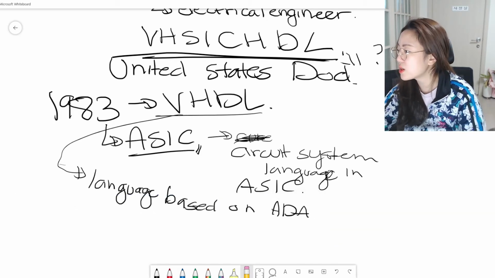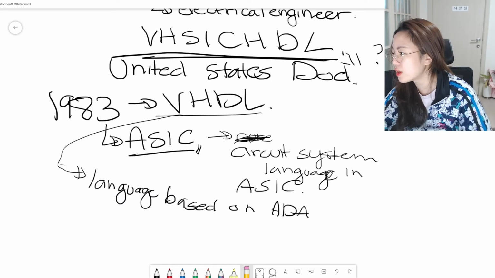Initial version of the language could not account for signal values that were not distinctly 0 or 1. Oh.